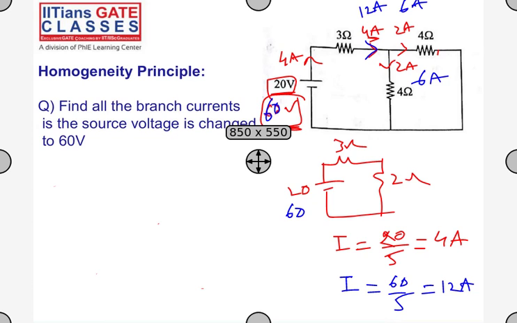Again, this is applicable for linear elements and linear quantities. This is about the homogeneity principle. Nowadays with the combination of homogeneity and superposition, you are getting some very good problems. Let's solve one or two problems from the previous GATE questions. Is it clear everyone? Shall I move on? If you're clear with homogeneity and superposition, the next problems are easier.